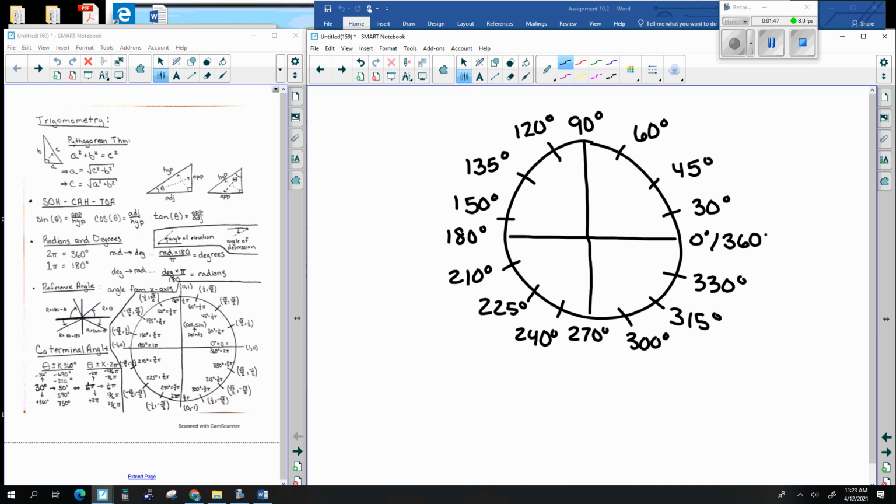Now, let me introduce you to a thing called radians. Radians, again, are the exact same concept. It's just a measurement of an angle. So again, 0 is established right here. So 0 radians. Probably the most important one that you really have to recognize is what 180 degrees is. 180 degrees is 1 pi radians. So 1 pi radians is 180 degrees.